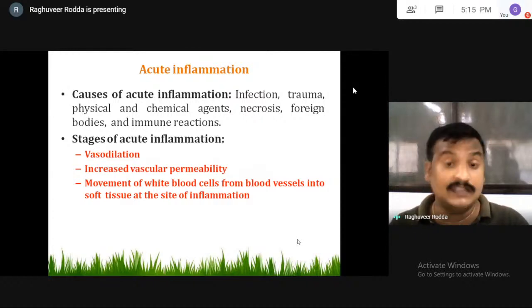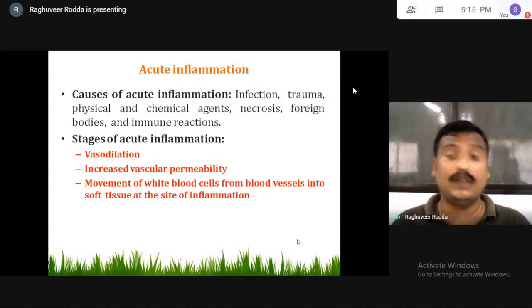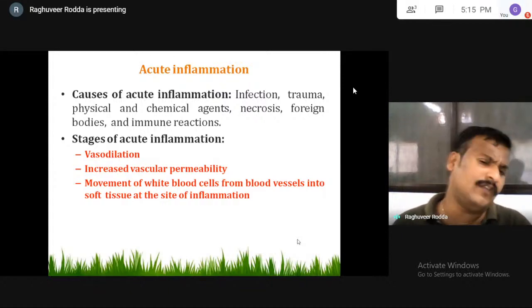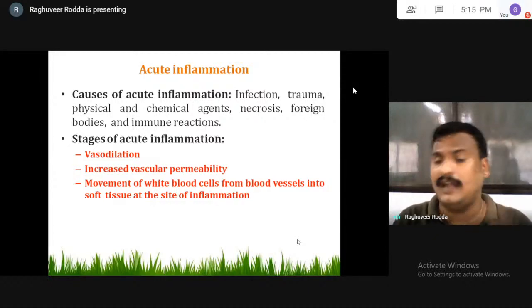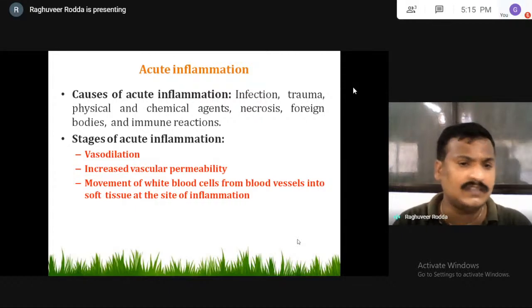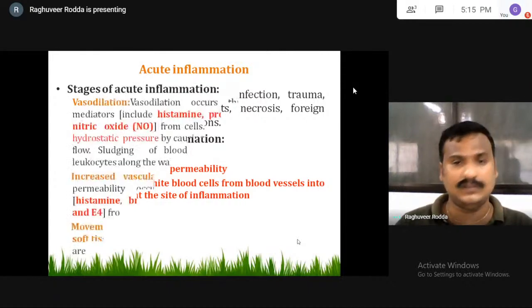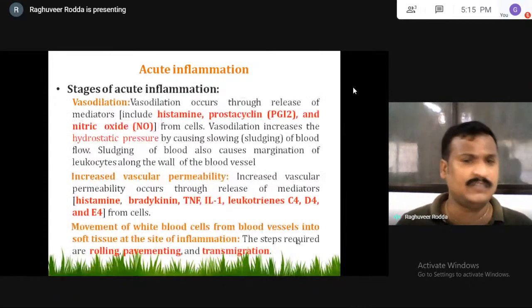These are the protective cells, the defense cells present in the body, like neutrophils, basophils, eosinophils, the granular cells, and agranulocytes. The migration of WBCs to the affected areas, especially where antigens are present, from the blood vessels into the soft tissues at the site of inflammation is a very important step in acute inflammation. During acute inflammation, the first step is vasodilation.